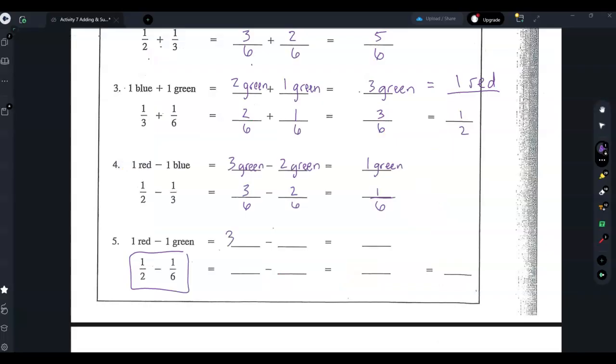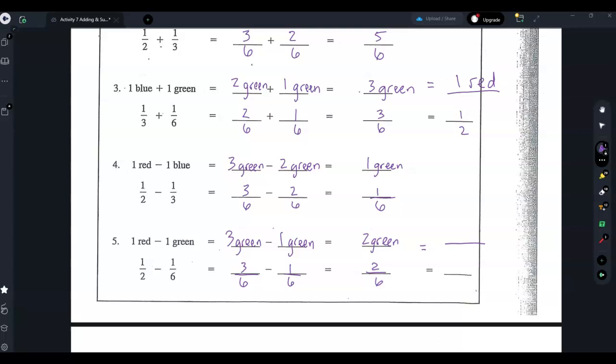So 1 red was really 3 green, or 3/6. And then I didn't need to change this one because it was already green. 1 green is 1/6. And then 3/6 minus 1/6 would be 2/6. The same way that 3 green minus 1 green would be 2 green. And again, I'm going to go ahead and add an extra blank here. And this is my answer. I just need to simplify it at this point.